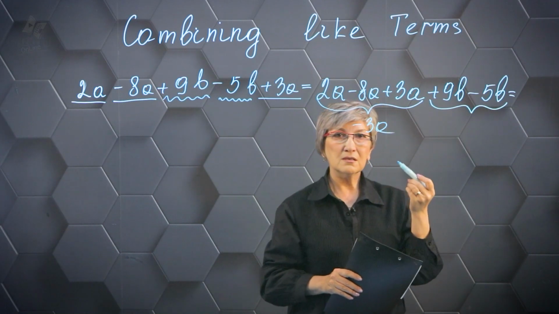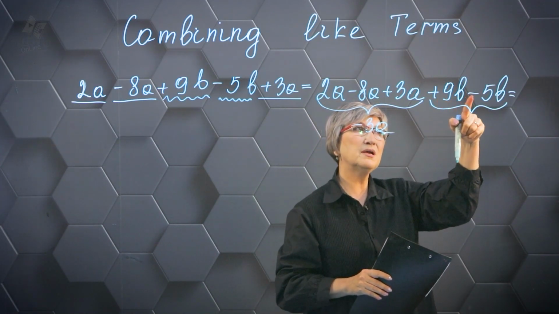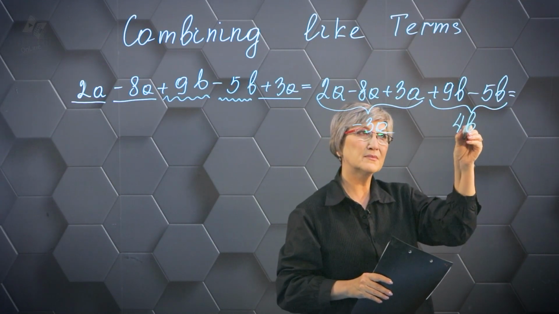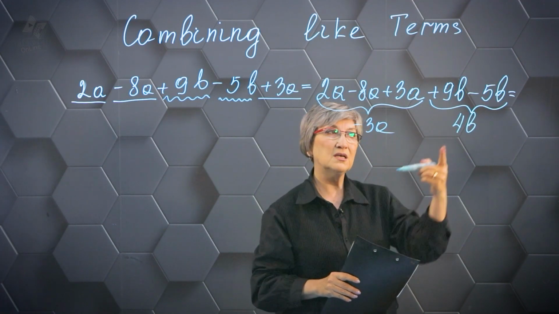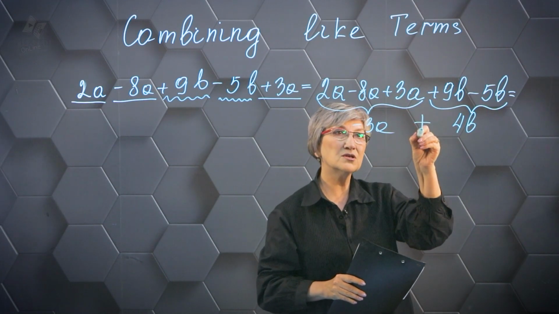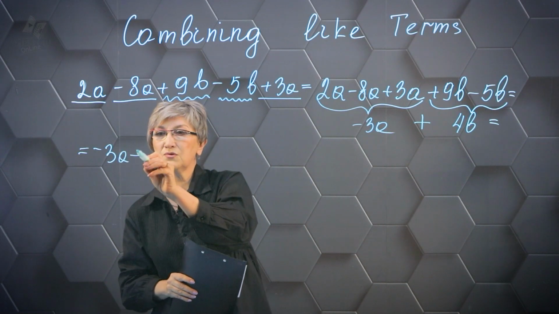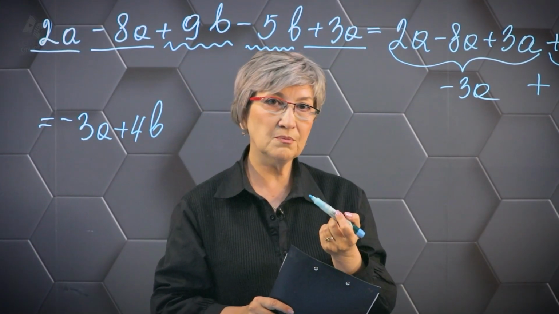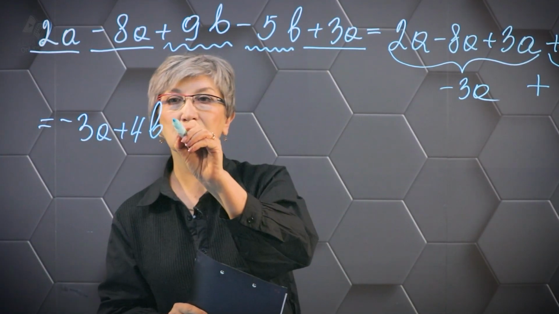Performing the action where the letter part equals b: 9b minus 5b would result in 4b. I say 4b, I don't say minus 4b. If I say 4b, it's positive. Then I put a plus sign. The result is minus 3a plus 4b. Minus 3a and plus 4b are not like terms. I cannot perform actions with them, so this will be the answer.